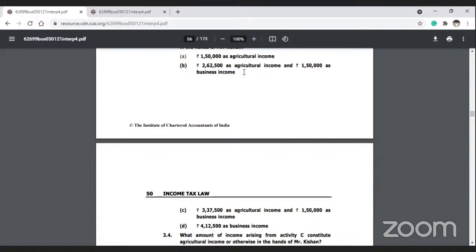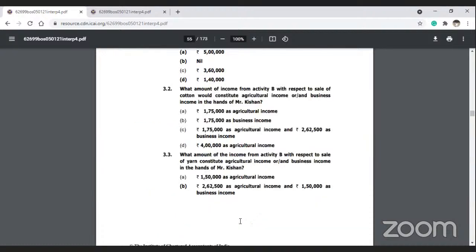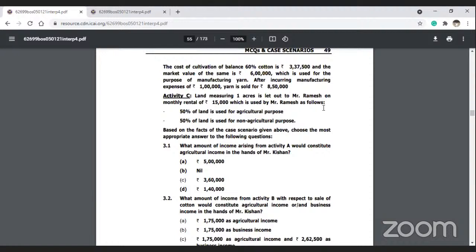Option 1 is 1,50,000 as agriculture income. Option 2 is 2,62,500 as agriculture income, and 1,50,000 as business income. Option 3 is 3,37,500 as agriculture income and 1,50,000 as business income. Option 4 is 4,12,500 as business income. I am not getting agriculture income. Agriculture income will be 6 lakh minus 3,37,500, that is 2,62,500, which is 60% only.